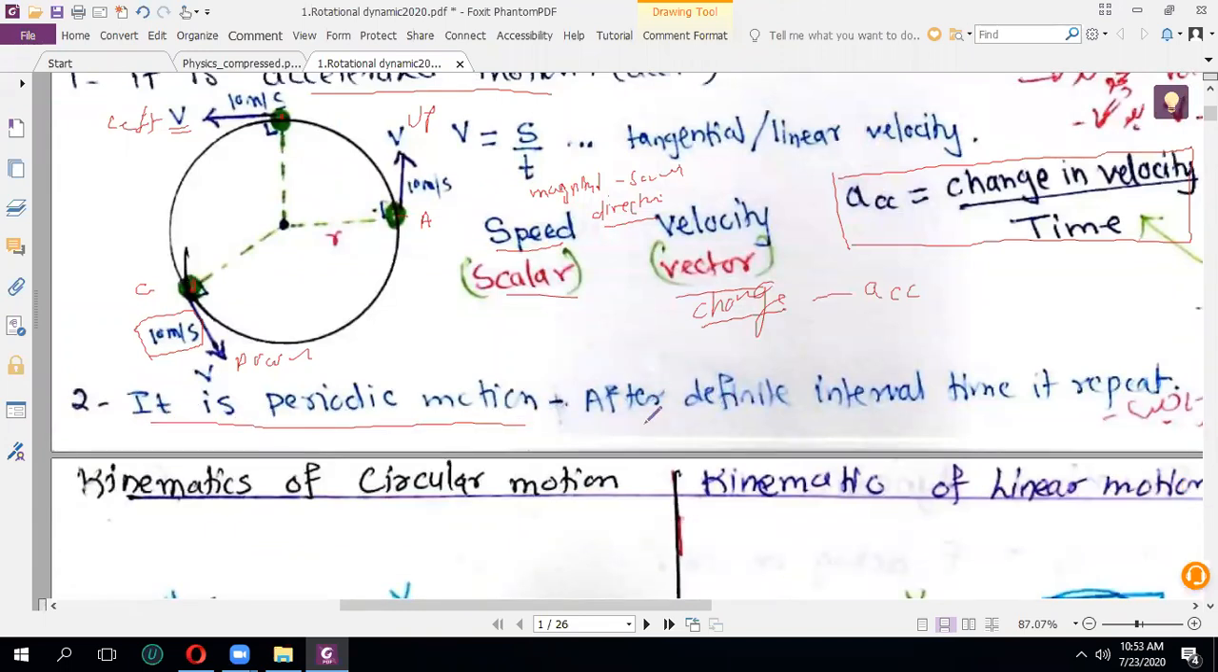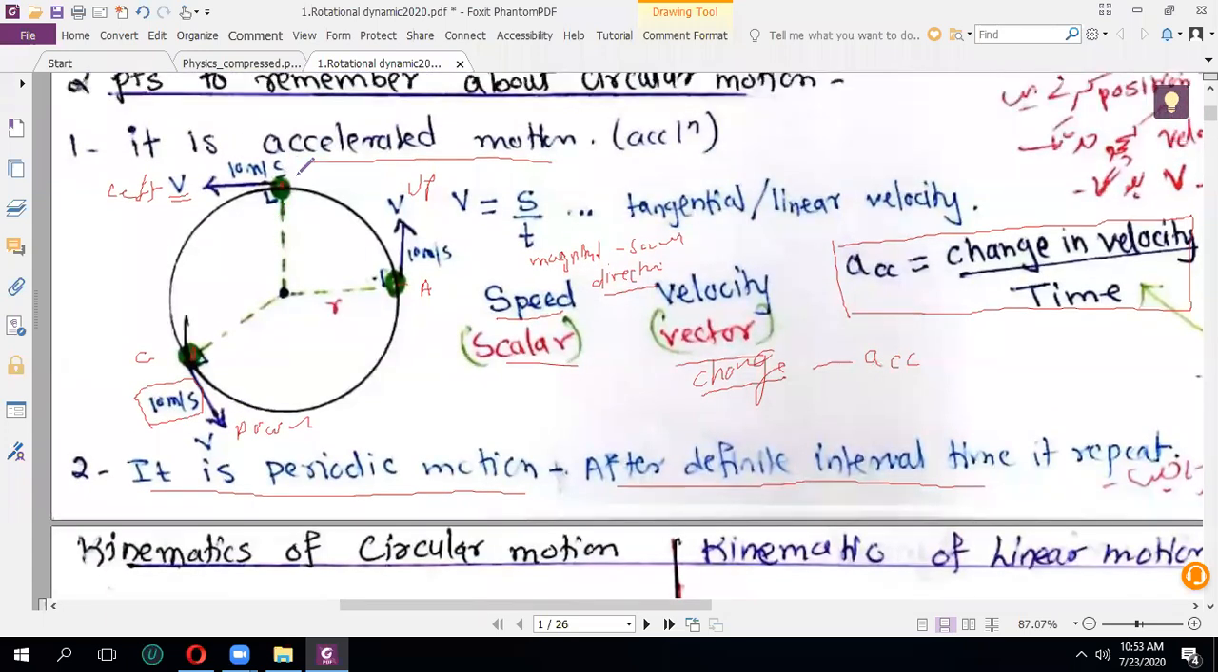The second point is that it is a periodic motion. Why do we say this? After a definite interval of time it repeats itself. For example, a person is jogging on the ground. From position A they start jogging. After a particular interval of time, suppose 2 minutes or 10 minutes, they again reach the same point. Again they are moving, and again after a fixed interval of time they reach the same point. So see, the object repeats itself again and again.